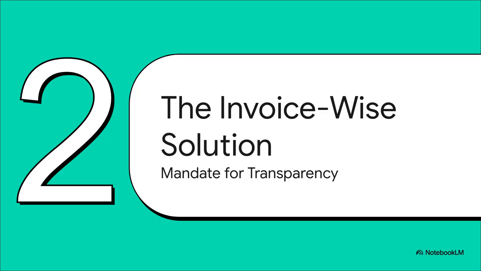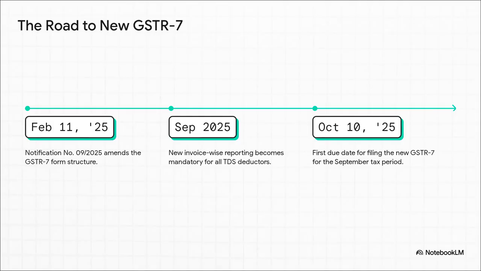Okay, so the government saw this huge inefficiency and, thankfully, decided it was time for a major overhaul. Let's talk about the invoice-wise solution they came up with. Now, this didn't just happen overnight. It was a really planned evolution. It was all formally announced with a notification back on February 11th, 2025. Then, starting in September 2025, this new invoice-wise reporting becomes mandatory for all TDS deductors. And the first due date to watch out for? October 10th, 2025. That's for the September tax period.